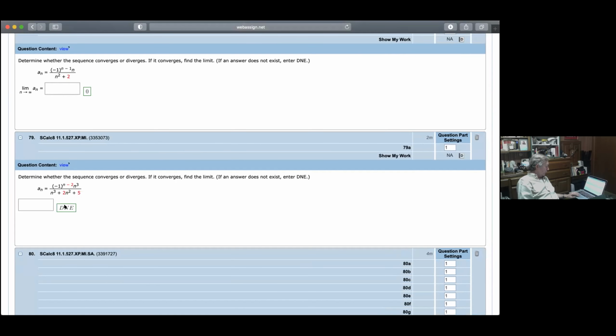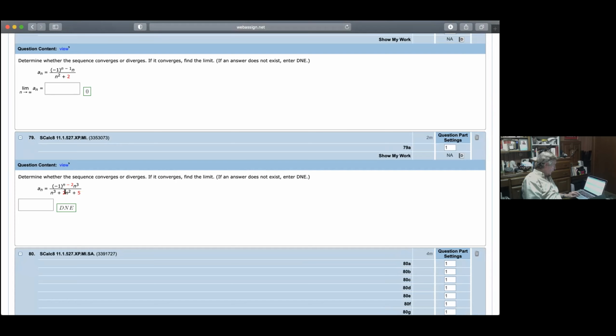Okay, we have a tutorial exercise because we have a problem like this. Determine whether a sequence converges or diverges. First of all, we have an alternating sequence. And we have an n cubed and we have an n cubed.